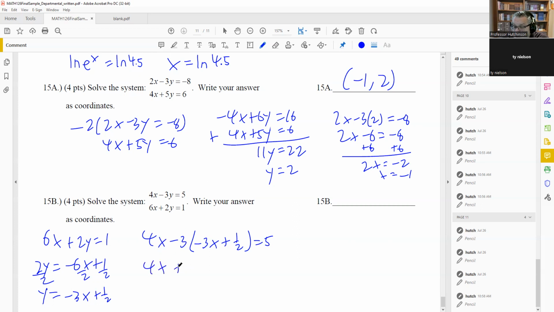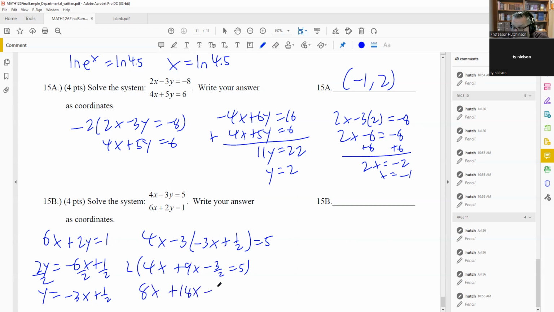4x plus 9x, then we have minus 3/2 equal 5. If you don't want to deal with the fractions, you don't need to. You can just multiply both sides by 2, and you get 8x plus 18x.